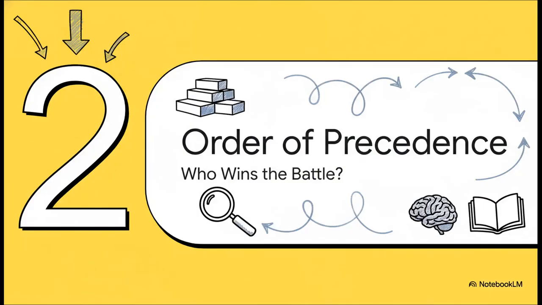Okay, so we know the SDK goes on a hunt for credentials. But what happens if you have keys hiding in more than one place? Who wins that fight? This brings us to the order of precedence. Nailing this down is super important, not just for building stuff, but for passing that exam.